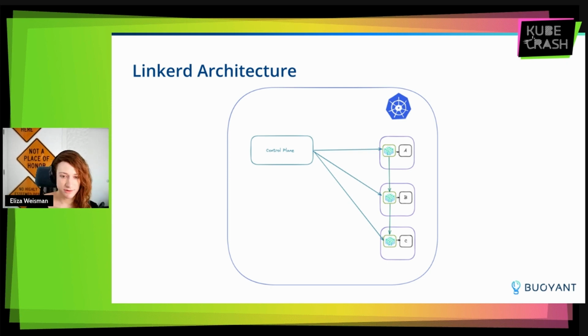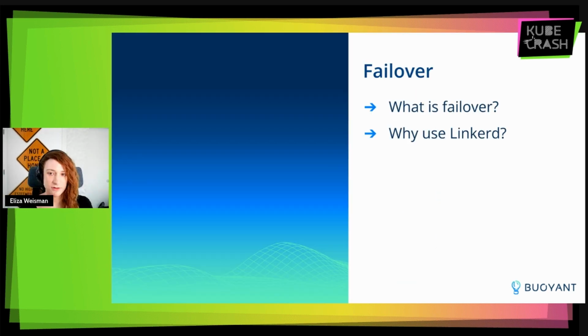Then over here we have the Linkerd control plane, which is a set of Kubernetes controllers that talk to these different proxies and send them configuration and routing, and then collect metrics and other data from the proxies. So that's how Linkerd works.